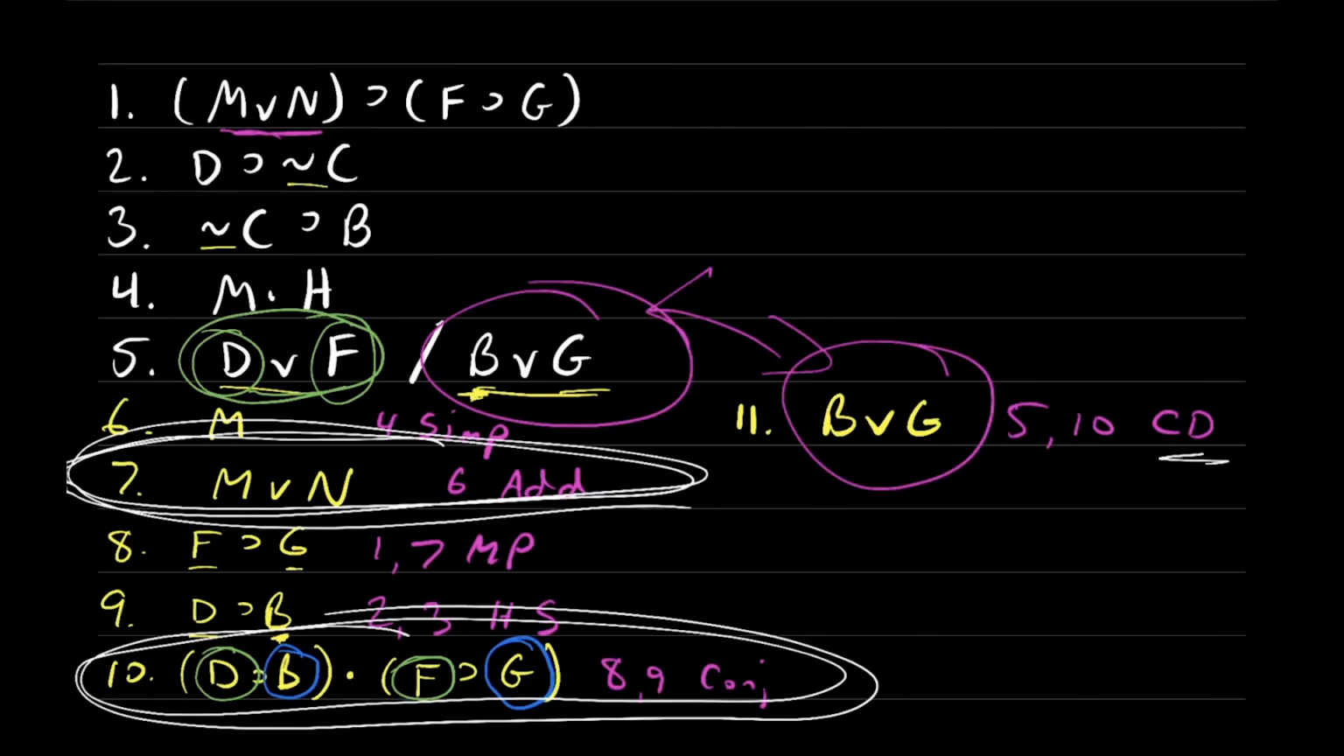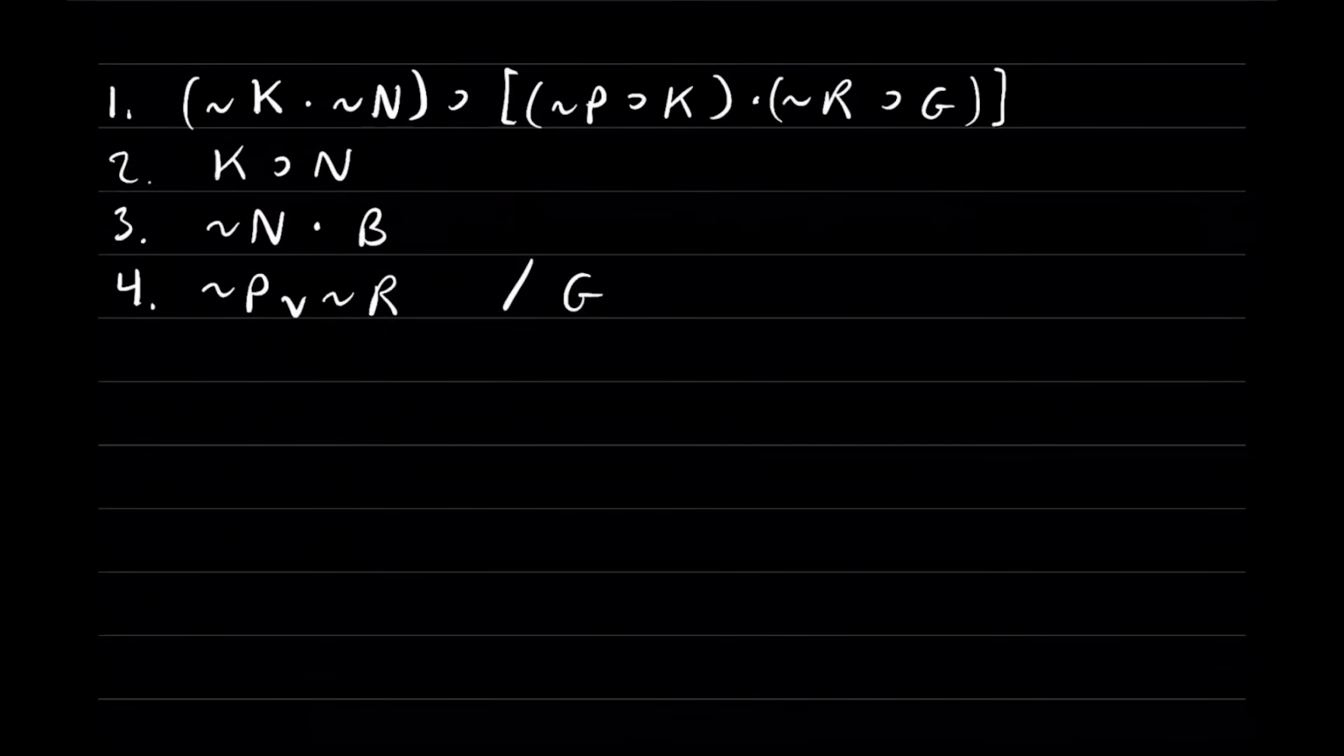And in general, proofs are going to be like that. You have to be more and more strategic as the proofs get more complex and as we get more and more deduction rules. Okay, let's do a couple more examples.